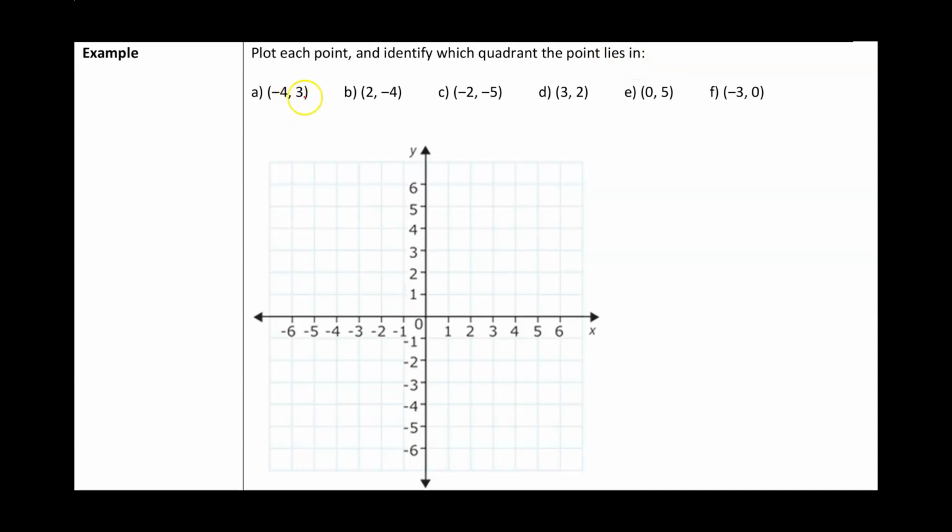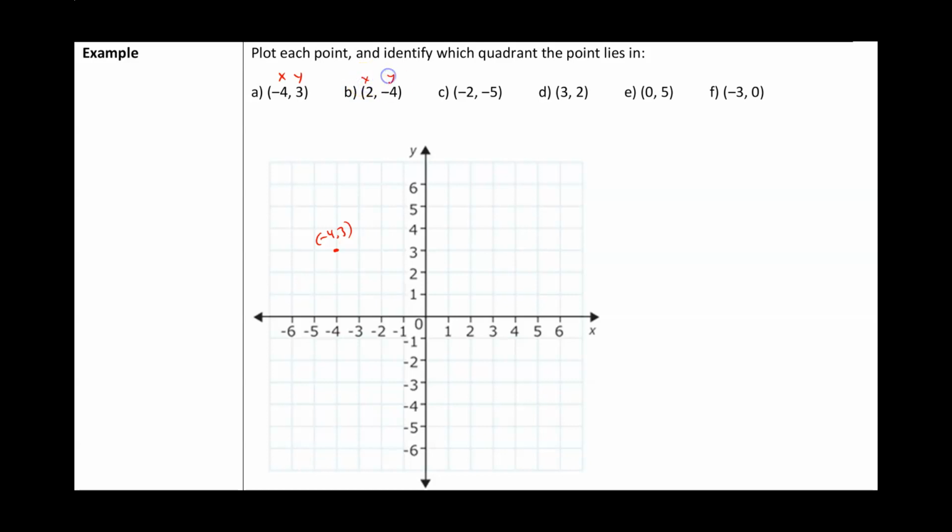So let's take the point -4, 3. So the x value is -4 and the y value is +3, which means from the origin, we're going to go 4 units to the left and we're going to go 3 units up. So this point has an x coordinate of -4 and a y coordinate of +3.